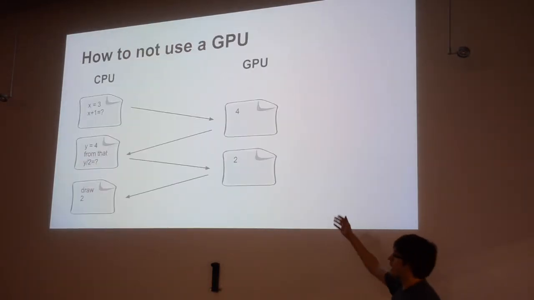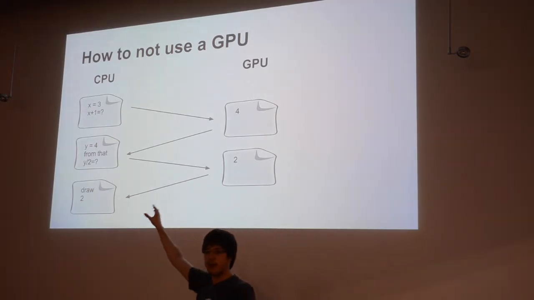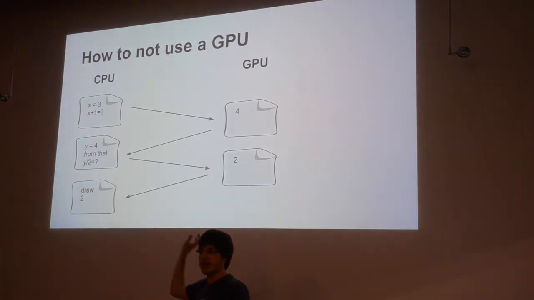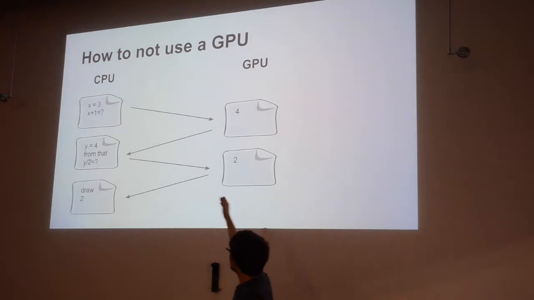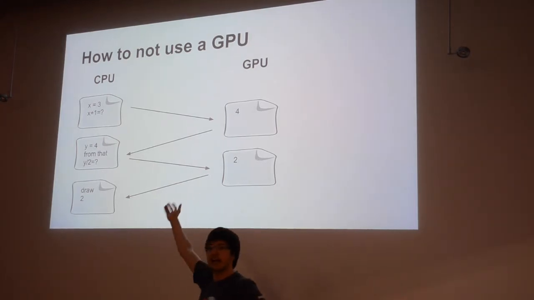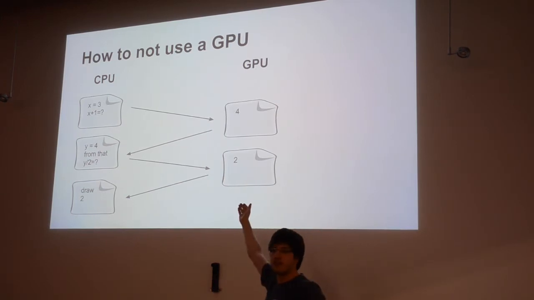This example is how you would not use the GPU. What we're doing here is just some simple mathematical operations that do not require going back and forth, because they can be batched up all as one. But in this case, we are going back and forth. This is how you should not use it. So we're saying arbitrarily, let's say x equals 3, and now we're going to ask the GPU, okay, what's x plus 1? The GPU says 4.